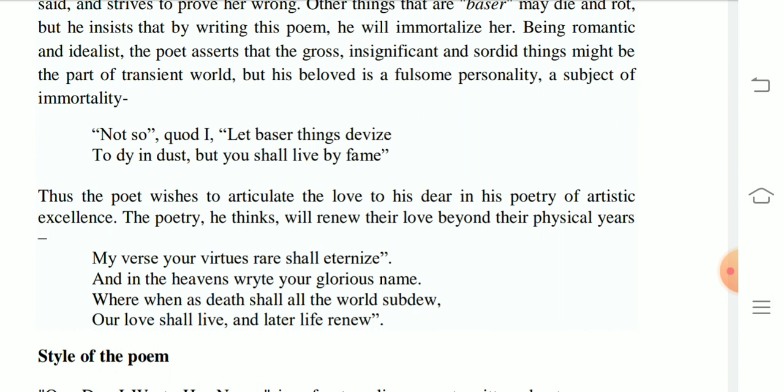All things in this transient world are going to die, rot, decay. But through his poem, he is going to immortalize his beloved, and he is going to immortalize the beloved and their love.